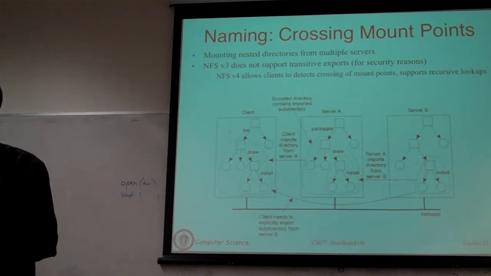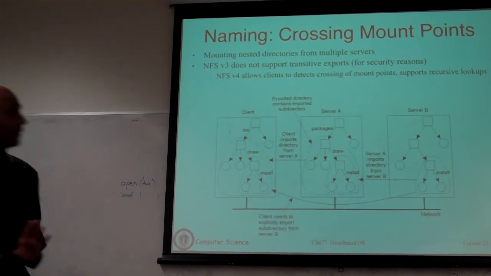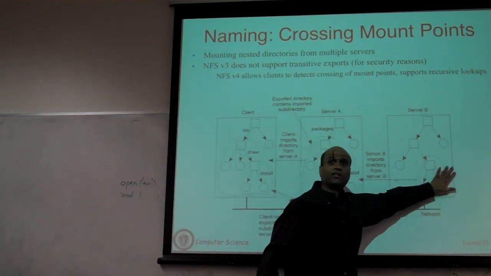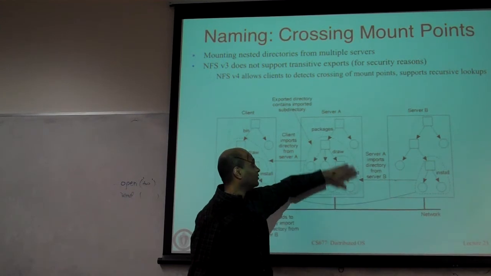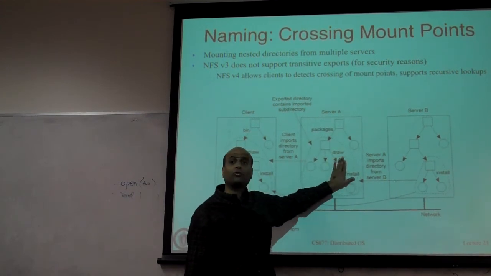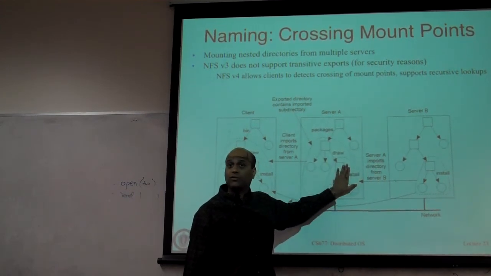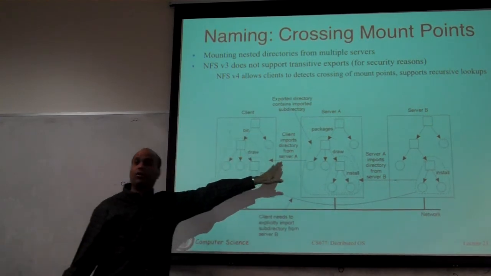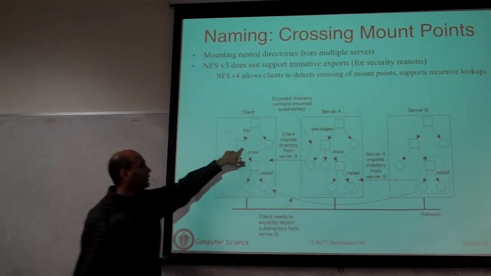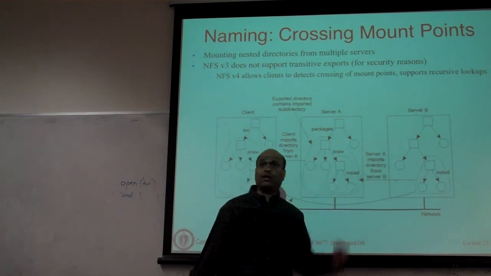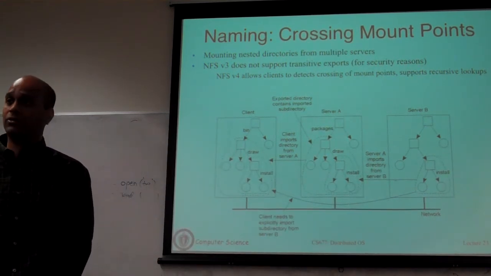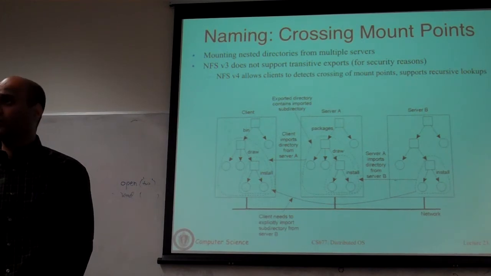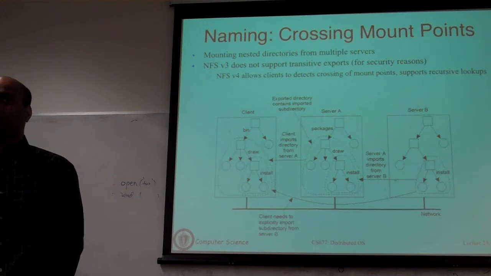Is that clear what the question is? Server B exported some files which are mounted by server A. Server A mounted some files in the subtree that includes the mounted files from B. Okay? And a client has mounted all of those files. Now can the client then directly access data from server B? Or should it be allowed to access files from server B or not? The question is clear?